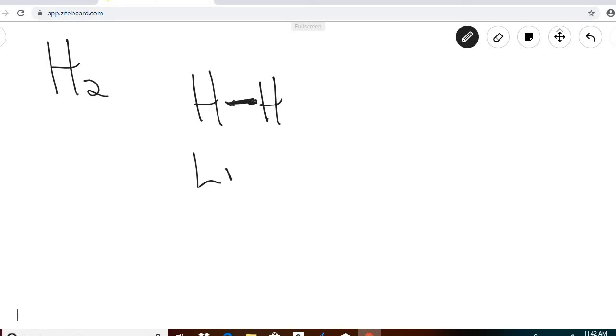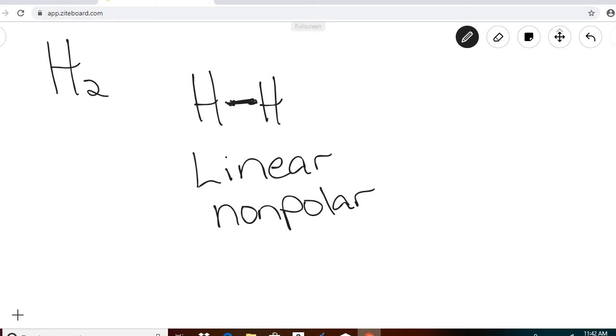Okay, H2, again, we've already done this. H2, so you'll have 2 H's, each with an electron. They'll share those. So that's linear, and because they're the same, neither one is going to pull any harder than the other, so this would be nonpolar, so it would not dissolve in water.